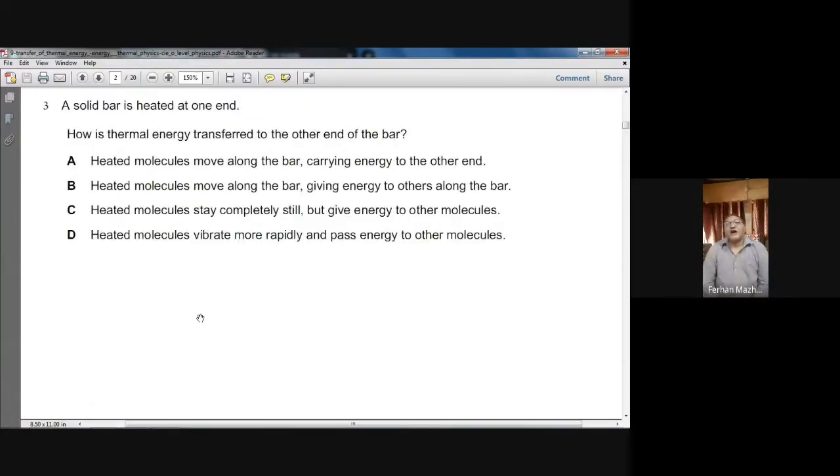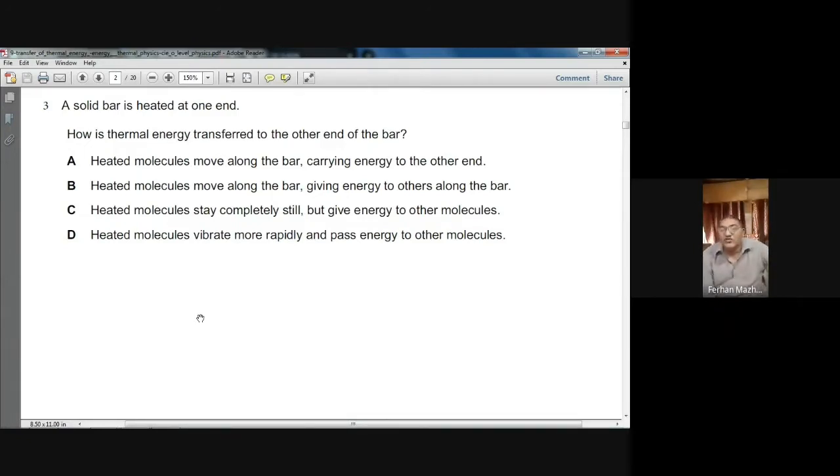A solid bar is heated at one end. How is the thermal energy transferred to the other end of the bar? It's a solid bar. In the solids, the heat is transferred by conduction. How the conduction takes place, the molecules start vibrating vigorously, and due to the vigorous vibration, the amplitude of their vibration increases. So they make their neighbors vibrate vigorously, and the amplitude of the vibration of their neighbors also increases. So by the vibration of the molecules, the heat is transferred from the hot end to the cold end.